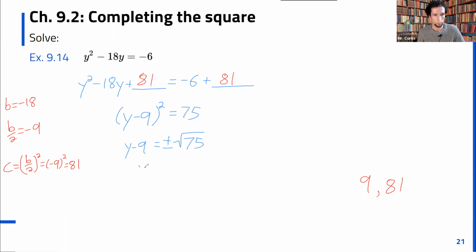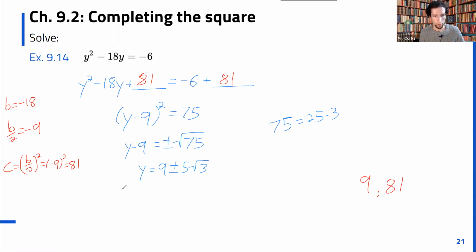Okay, well, we can just move the 9 over. That's easy. Plus minus. Can we simplify the root 75 at all? 5 root 3. So 75 is 25 times 3, 25. That's a nice perfect square there. So the square root of 25 would be 5. So 5 root 3. Okay.